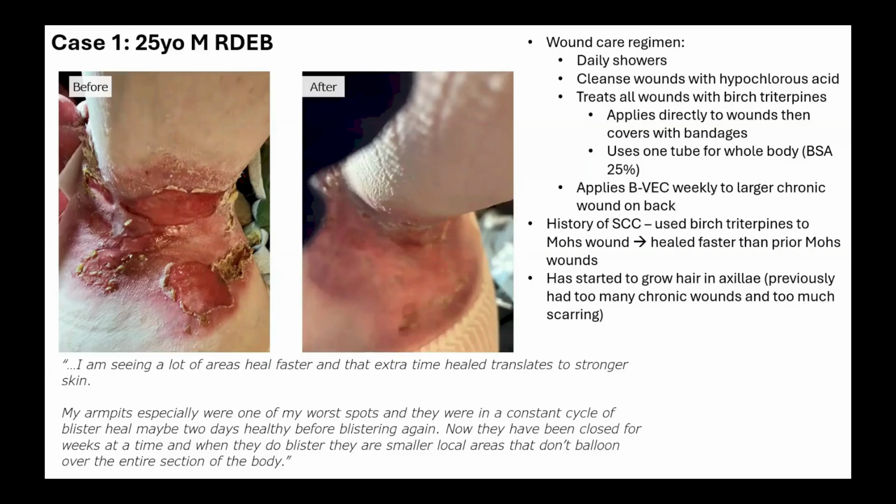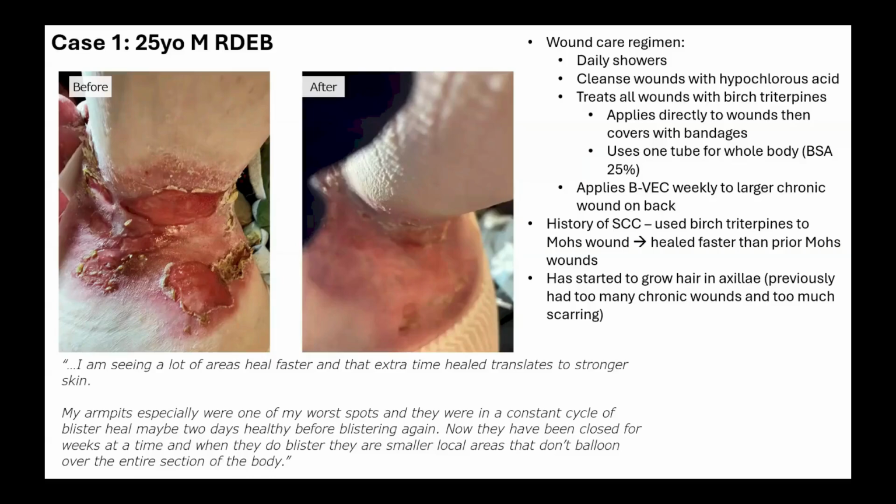He cleanses all his wounds with hypochlorous acid, and then he treats all of his wounds with the birch triterpenes. Some patients prefer to apply the triterpene to the bandage. He prefers to apply it directly to the wound and then cover with a bandage. He's got about 25% of his body involved, and he uses about one tube for his whole body.